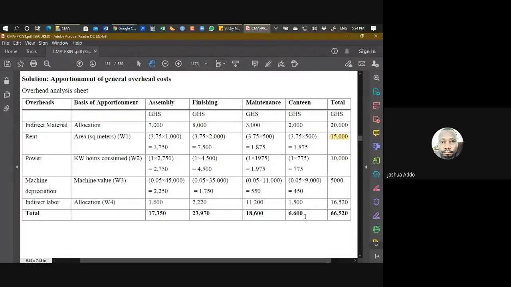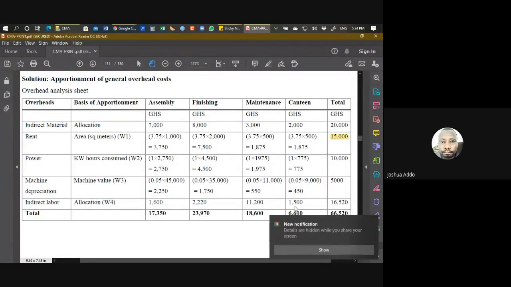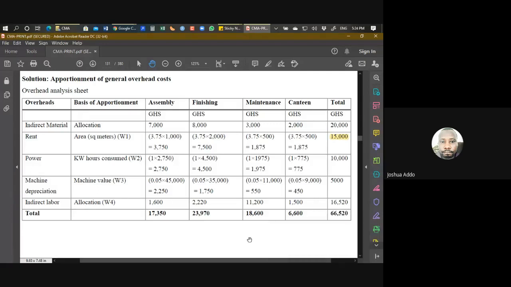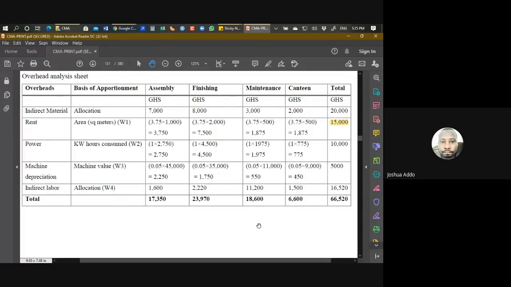So let's make progress. We were talking about secondary distribution, which is redistributing the service rendering departments' total overhead cost to the production departments. And it also works on an appropriate basis.